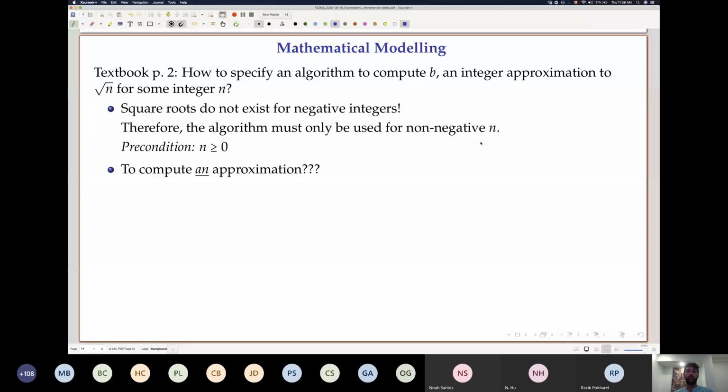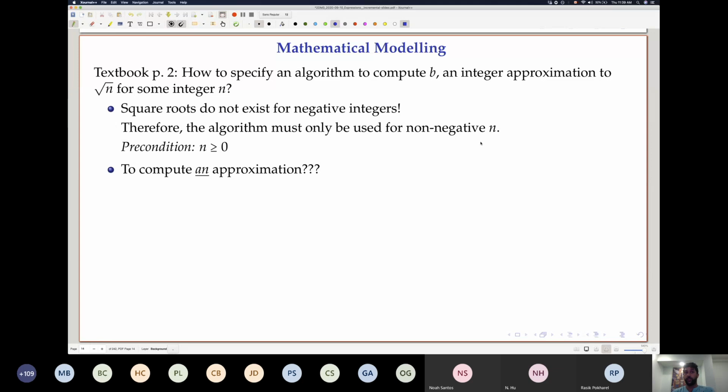Well, what we can say is we can approximate it by saying b is going to be the best integer that when you square it is going to be at most n. And then if you look at the number right after b, so b plus 1, and you square that one, it will be too big. Okay? So for example, if I ask for the square root of 12, I can say this is 3, right?